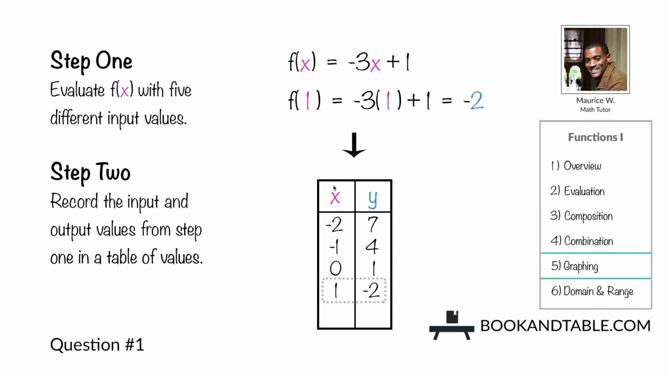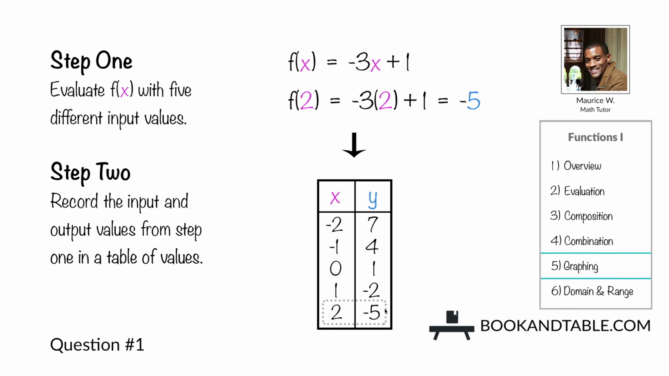We now plug in positive 1 for x, showing us f of 1 is equal to negative 3 times 1, which is negative 3, plus 1 would be negative 2. So the input is positive 1 and the output is negative 2. And for the fifth point, we plug in positive 2 for x, showing us f of 2 is equal to negative 3 times 2, which is negative 6, plus 1 would give us negative 5. So the input is positive 2, the output is negative 5.